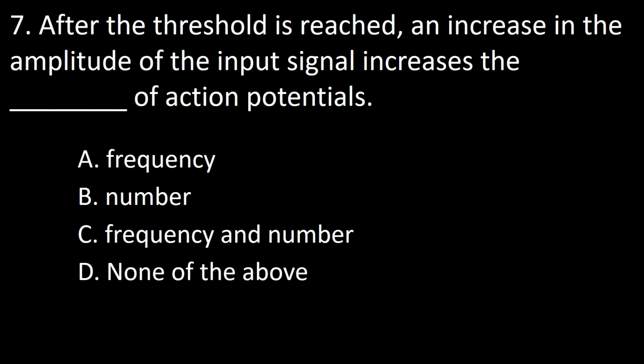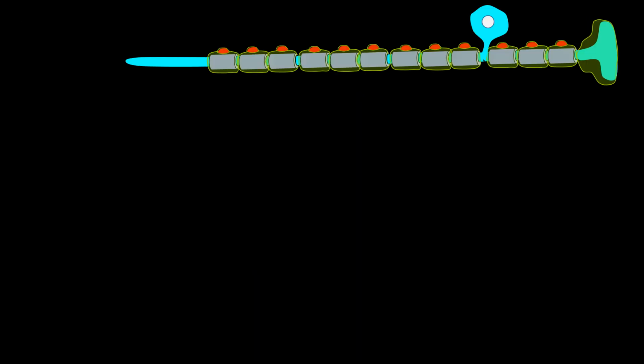Next question. After threshold is reached, an increase in amplitude of the input signal increases the dash of action potential. A, frequency. B, number. C, frequency and number. D, none of the above.